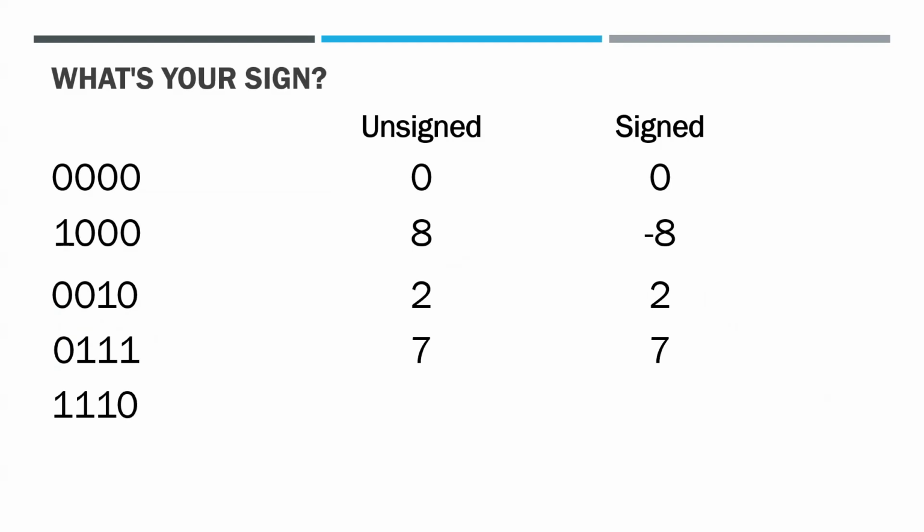Okay, now it gets harder because we actually have that leading 1. So unsigned, let's see, 8 + 4 + 2, that'd be 14. Go me. But signed, we got a -8 + 4 + 2, right? So -8 + 6, basically, that'd be a -2.